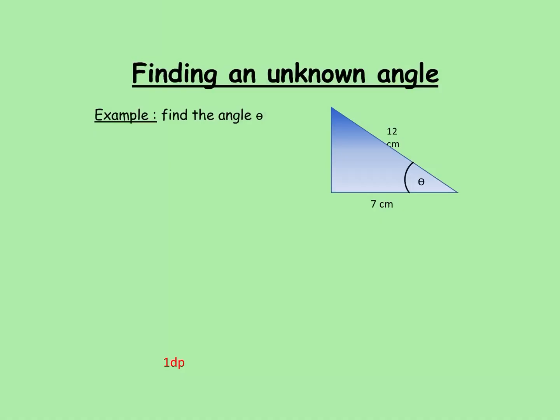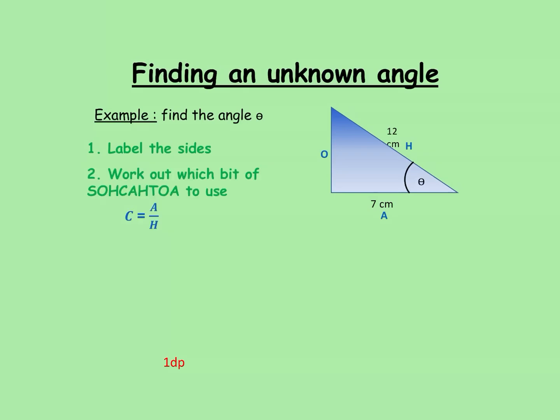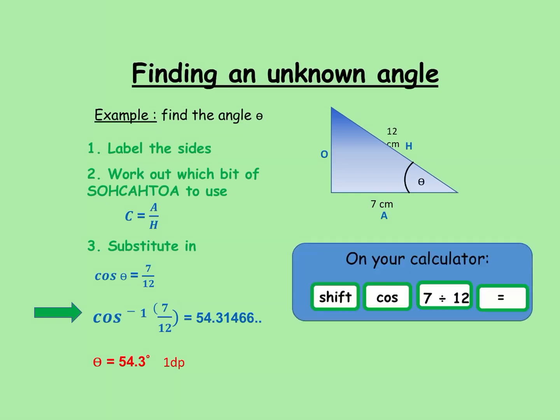Okay, so here's the process for finding an angle. Okay, label the sides, exactly the same as finding a side. Okay, work out which bit of SOHCAHTOA to use. It's the same process. Okay, substitute in the numbers and solve the equation. The process is exactly the same. The only thing that is different is when you're using your calculator, instead of putting cos, you need cos to the minus 1, which is shift cos.